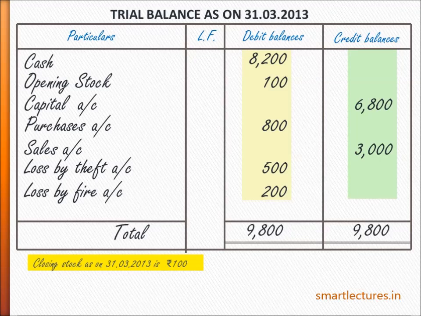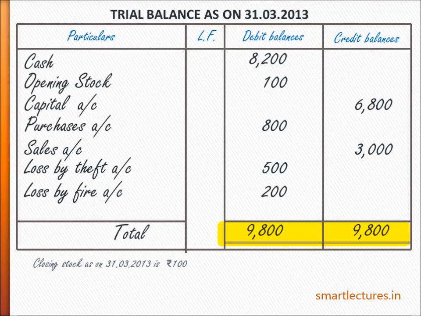Be careful. Trial balance, whenever this word is written, it should be written as trial balance as on 31st March 2013. And if both sides agree, I mean to say both sides totals are equal, it means we can assume that no error has been committed during the year in our accounting process.